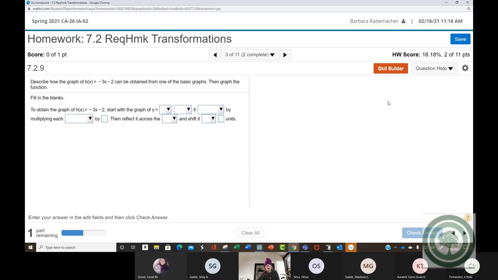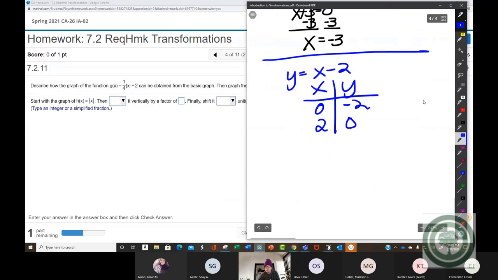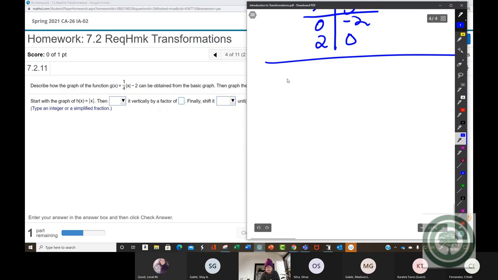We're going to talk, now is the time. We are going to talk about what happens when you've got a number in front of the basic graph. So I would rather do it this way. Okay, let's look at, that would just be a better example. 1/4 times the absolute value of x minus 4. So what we have now is g of x equals 1/4 times the absolute value of x minus 2.